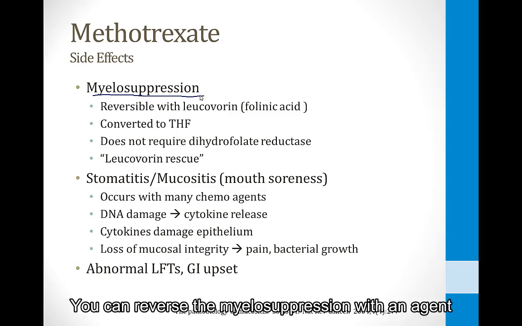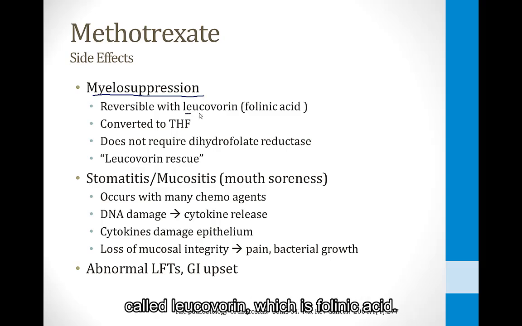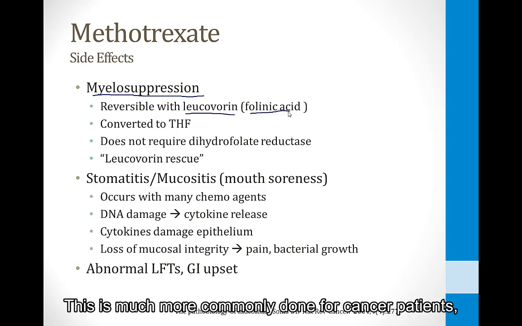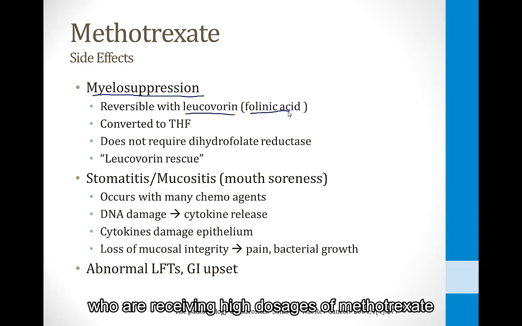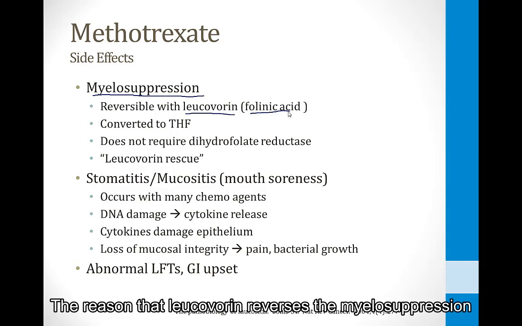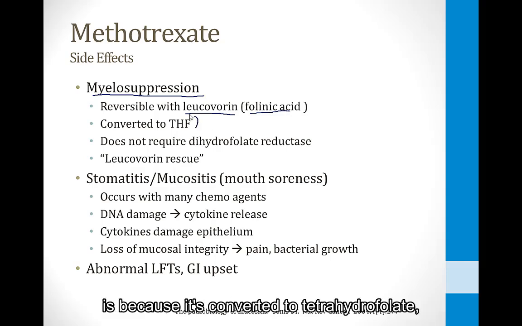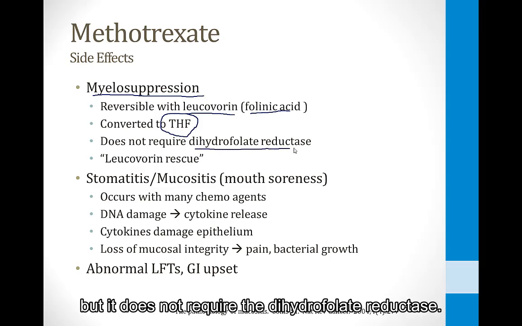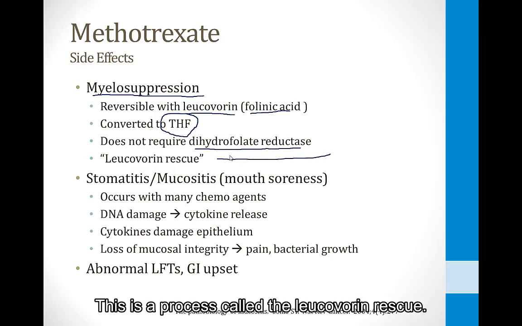You can reverse the myelosuppression with an agent called leucovorin, which is folinic acid. This is much more commonly done for cancer patients who are receiving high dosages of methotrexate to treat a malignancy. The reason that leucovorin reverses the myelosuppression is because it's converted to tetrahydrofolate, but it does not require dihydrofolate reductase. This is a process called the leucovorin rescue.